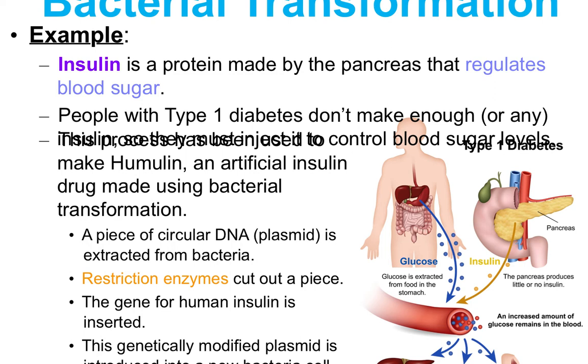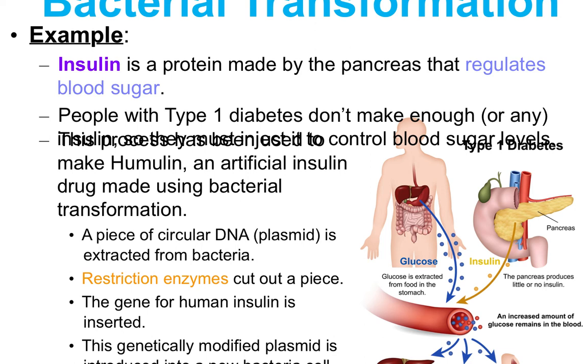Insulin is a protein that's made by your pancreas, and it regulates your blood sugar. People with type 1 diabetes don't make enough, or basically don't make any, of that insulin. So we usually have to inject it into the person to control their blood sugar levels. Type 1 diabetes is often something that you're born with. So we can use bacteria and the bacterial transformation process to make artificial insulin.